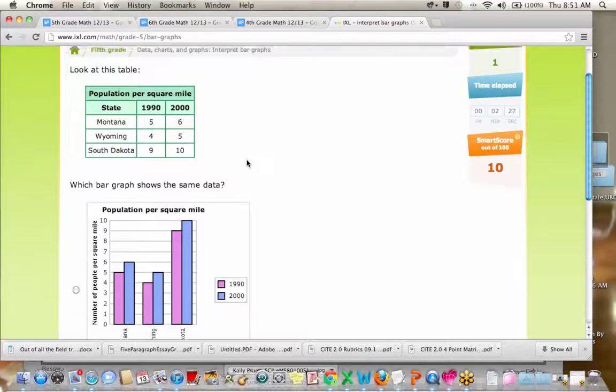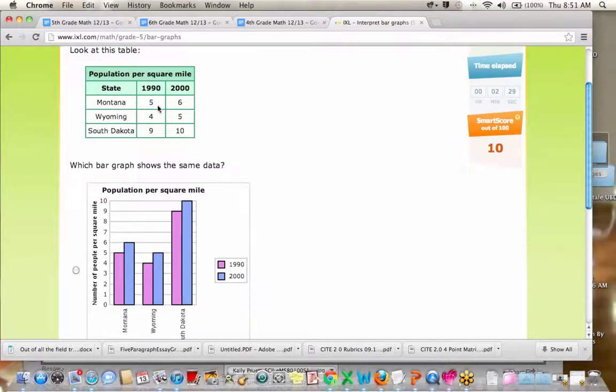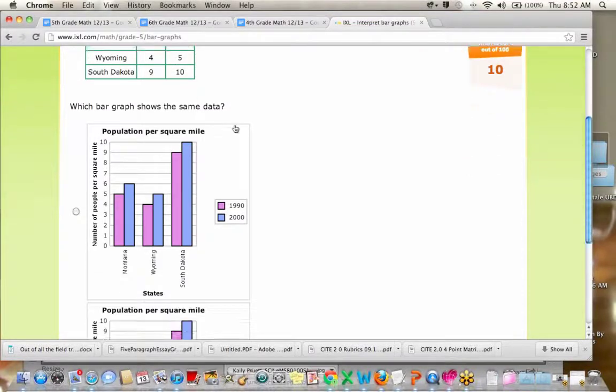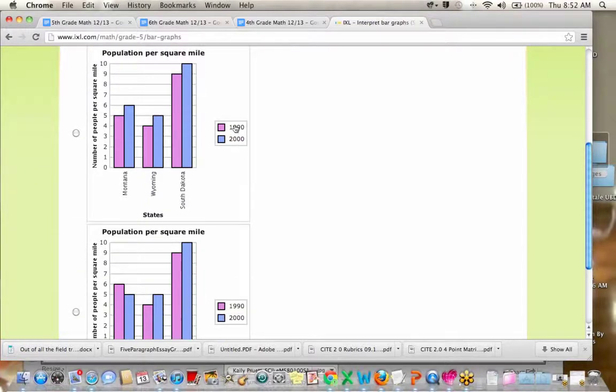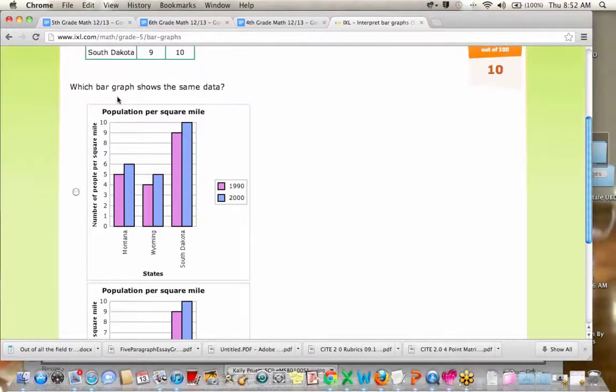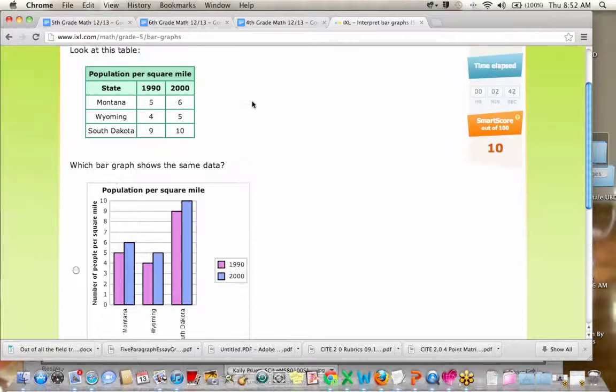Okay. So, looking at the population per square mile, we have a 5 and it moves to 6, so it only increases by 1 in 10 years. So we've got to look at which bar graph represents this data.